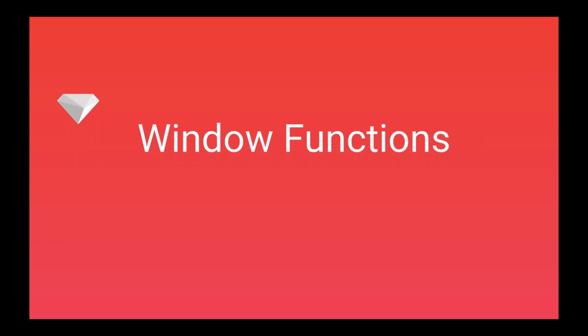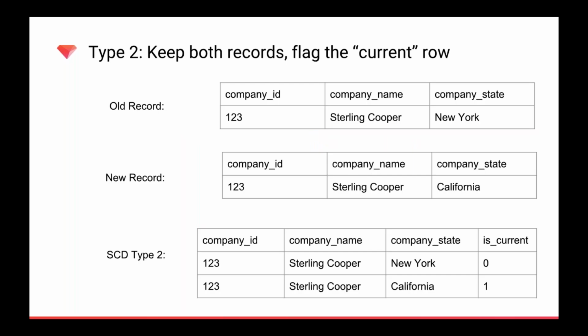Next, I want to actually talk about how to accomplish this with code. And to do this, we'll need window functions. So I'm going to focus specifically on implementing a solution for type 2 SCDs, because it's probably the most complex. So you'll remember that for type 2, we're keeping both rows and adding an is current column to keep track of the row that contains the most up-to-date information.